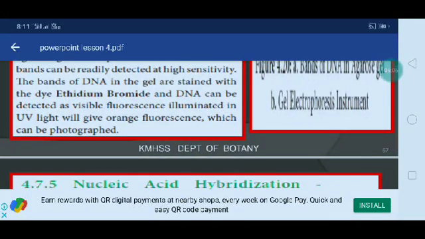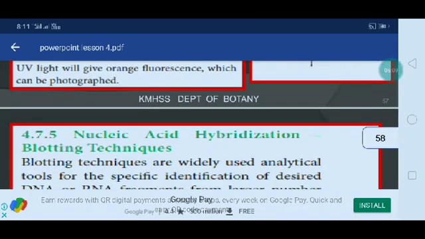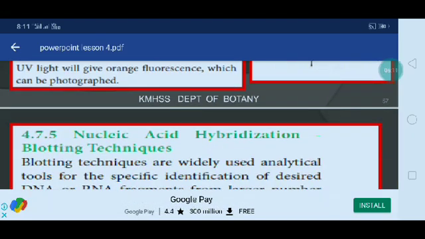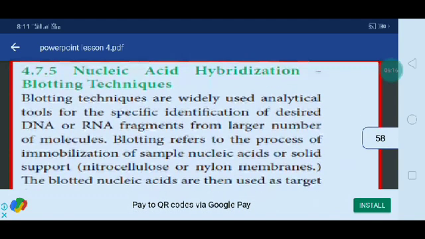So the next important topic is nucleic acid hybridization, and blotting techniques. There are three methods of blotting techniques: Southern, Northern, and Western. Here, the first one is Southern blotting.